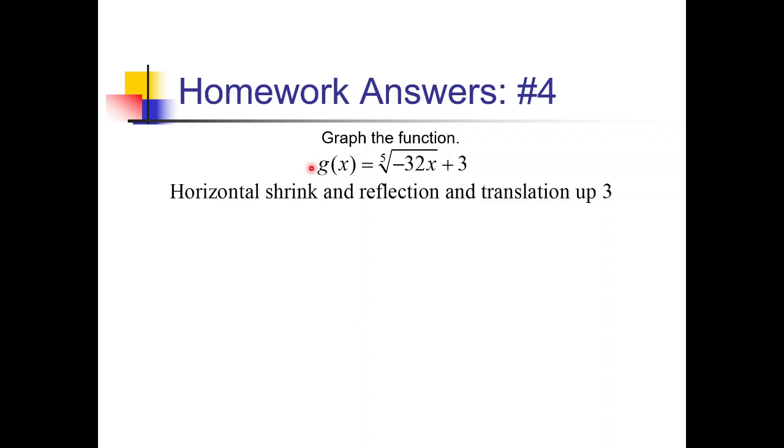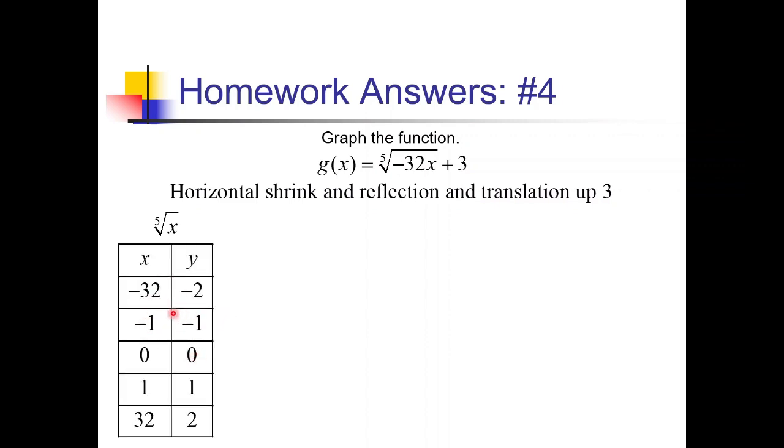Actually, let me write my fifth root parent table first. So I'm going to have negative 2 to the fifth power, and negative 2 is my first point. So that's going to be negative 32 and negative 2. And then I'm going to have the other usual suspects. So negative 1, negative 1, 0, 0, 1, 1. And then the counterpart to negative 32, negative 2, which is positive 32, positive 2.